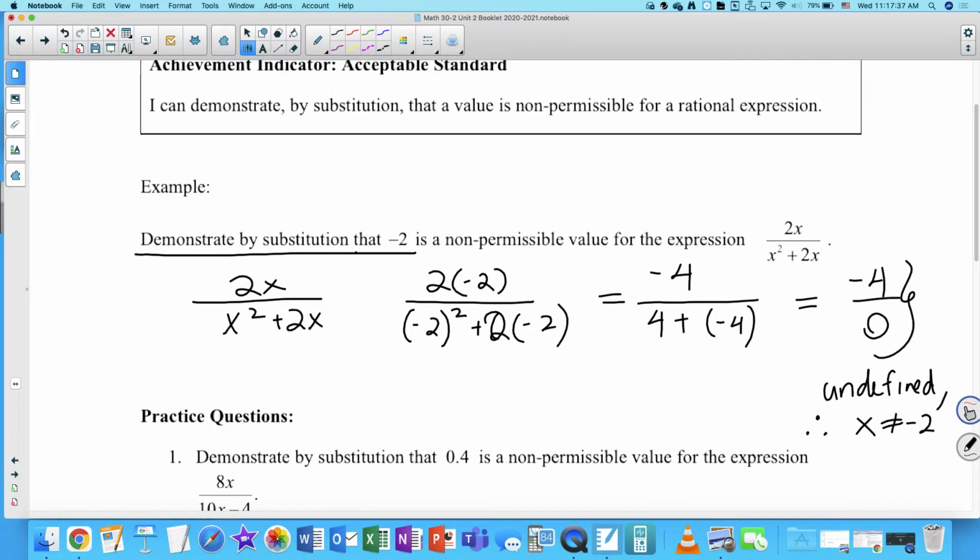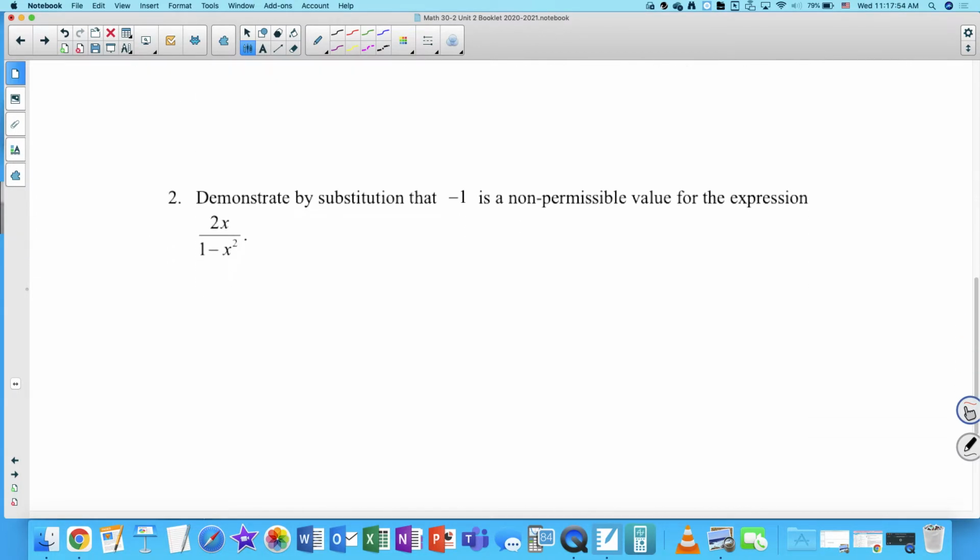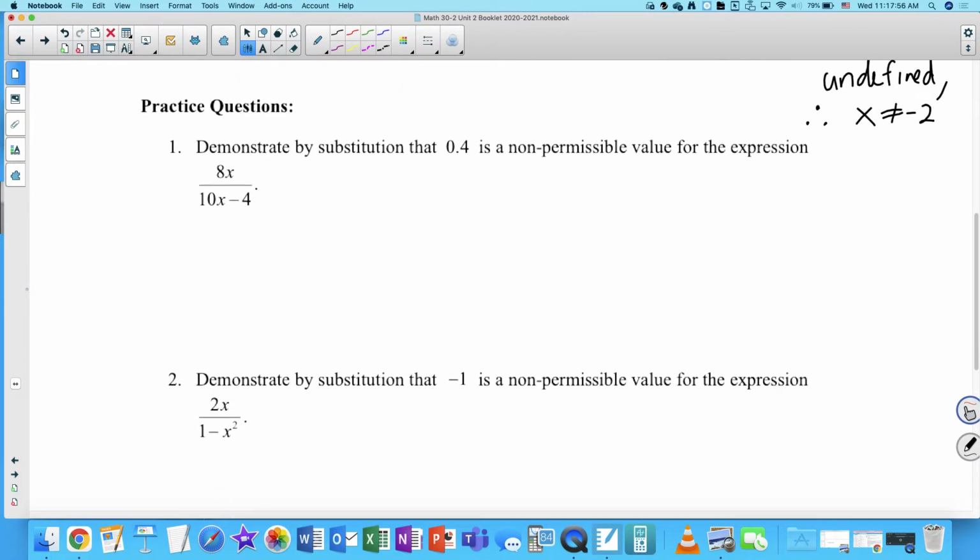Okay, so just make sure, really important, that you pay attention to the directions. If you're asked to determine the non-permissible values, then you'd have to factor this, right? If you're asked to demonstrate by substitution, you need to substitute in. Okay? All right, so I want you guys to try these 2. And then we'll talk about simplifying these things.